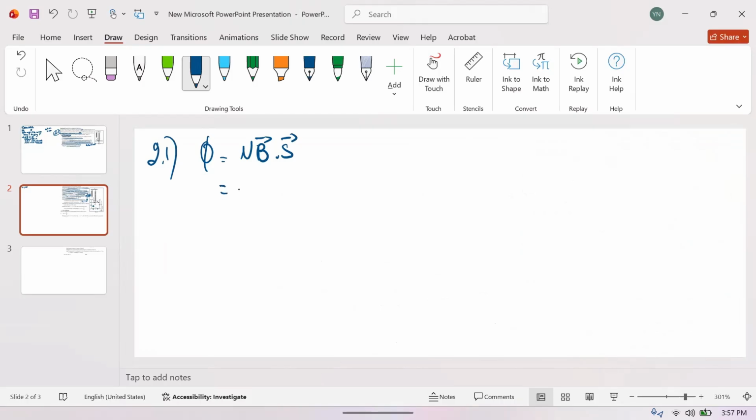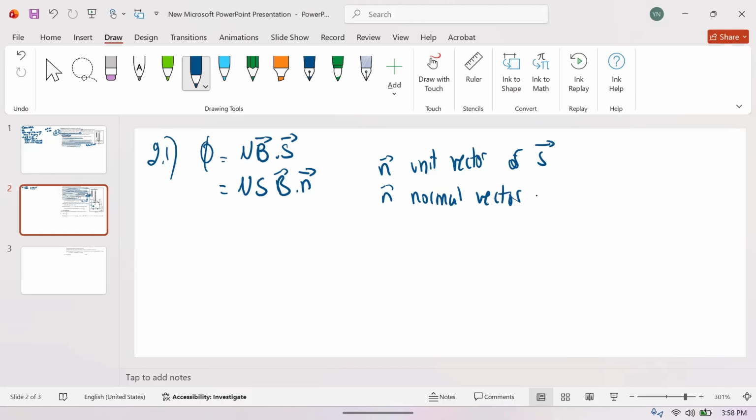Okay, or you can label it as n S B cross n, and n is the unit vector of S. Or you can say n is the normal vector of the surface S without a vector. Because every time you have a surface, by the way, the normal vector or the unit vector of the surface should be perpendicular to the surface itself. So this is S. Even though S is horizontal as a surface, its vector is perpendicular to it. So n is always perpendicular to the surface we're working on.